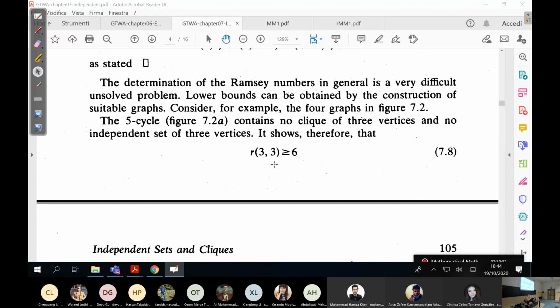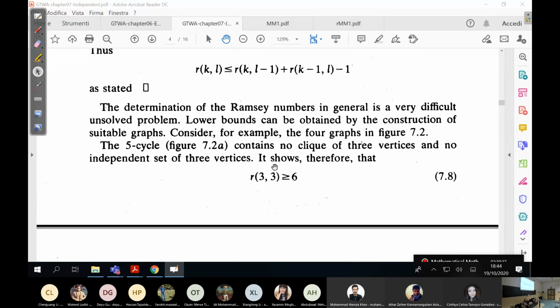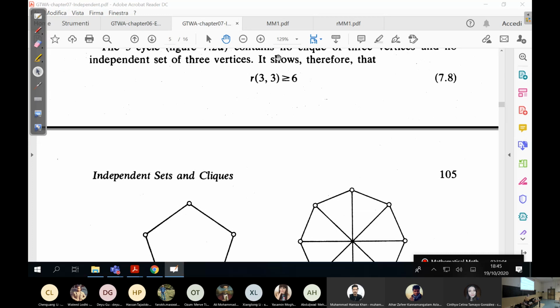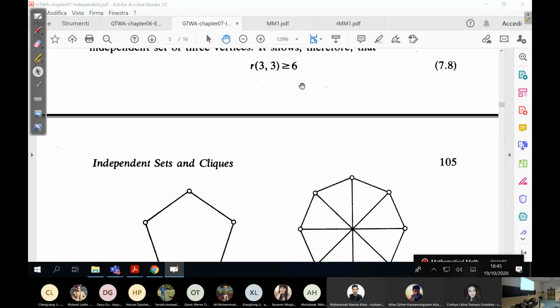So R(3, 3) is greater than or equal to 6. Why? Because we have what is called a Ramsey graph, in which we have 5 vertices, and here you do not have a clique of 3, you do not have a triangle, and you do not have an independent set of 3, because however you pick 3 vertices, at least two of them are adjacent. So this shows that R(3, 3) is greater than or equal to 6.